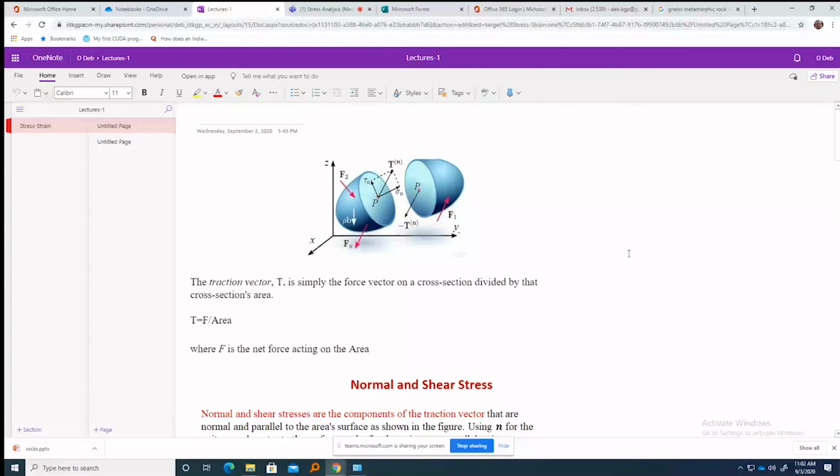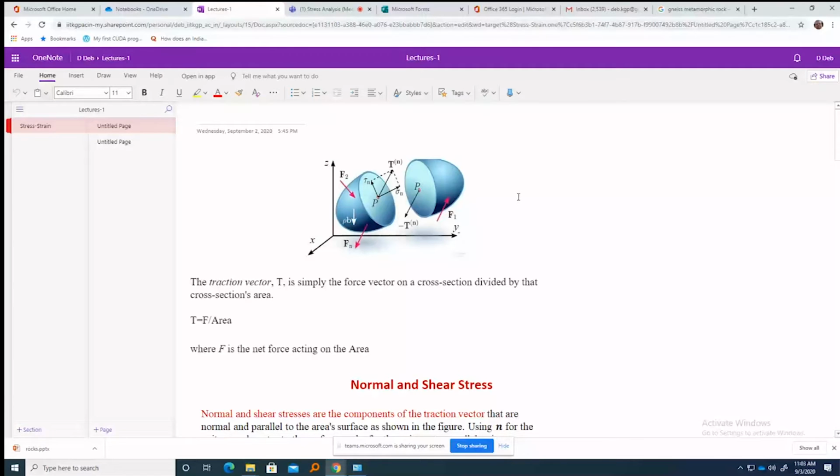Today, we will start with the basic concept of force, traction, and stress. And then we will build on that gradually the stress analysis, how you analyze stresses. The first thing is the definition of force. I'm not going into that. You have studied it in Newton's second law or some other form.